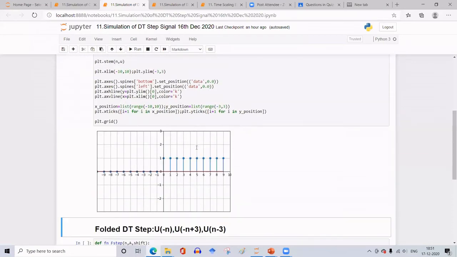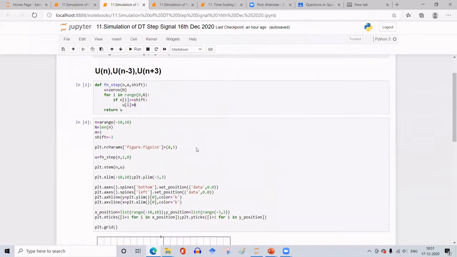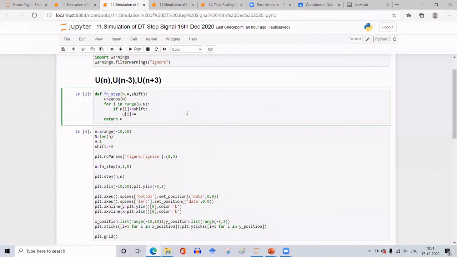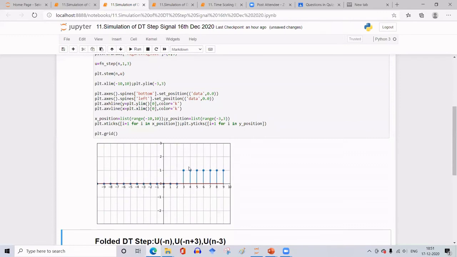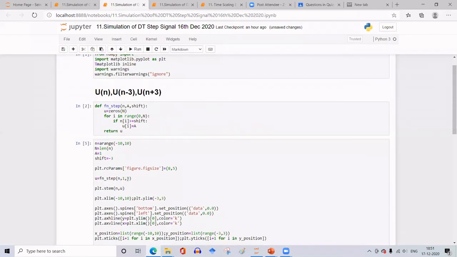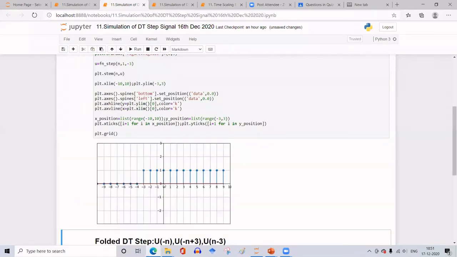Understood this? Any doubt? No, ma'am. Now you give a different shift. Now I'll give it as +3. It will shift it to the right by 3 units, that is u of n minus 3. If you give -3, that will be u of n plus 3, shifted to the left by 3 units.